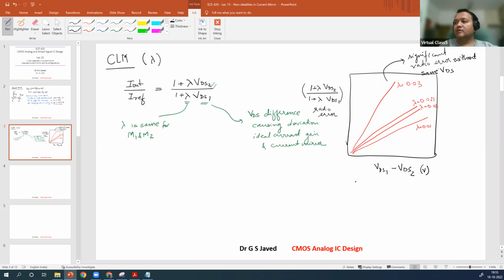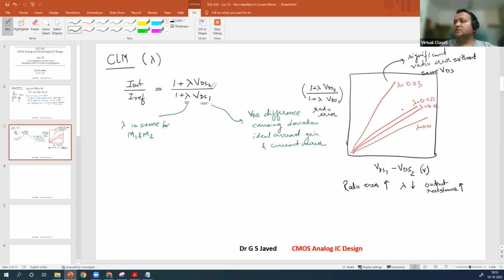So that is the I out by I REF ratio, or given by the ratio error. The ratio error increases with lambda increasing. What happens when lambda decreases? Output resistance increases, 1 over lambda ID, right? Output resistance increases.